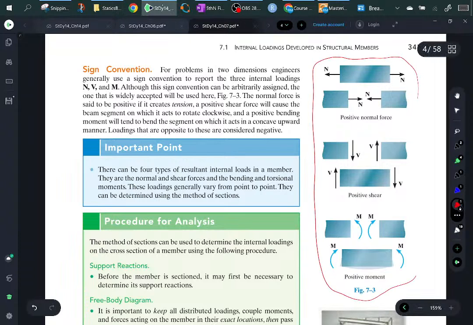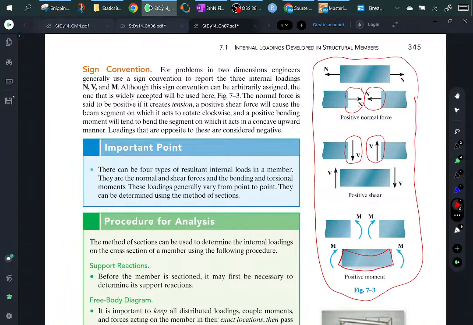And what you'll notice is the positives are associated with how you break it. So these are easy to remember because the member is in tension. This is easy to remember because it sort of bends down in that fashion. So that's easy to remember.